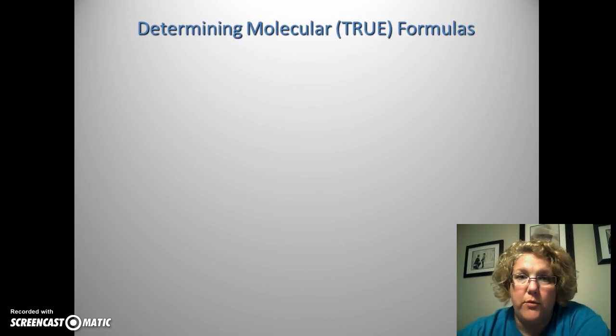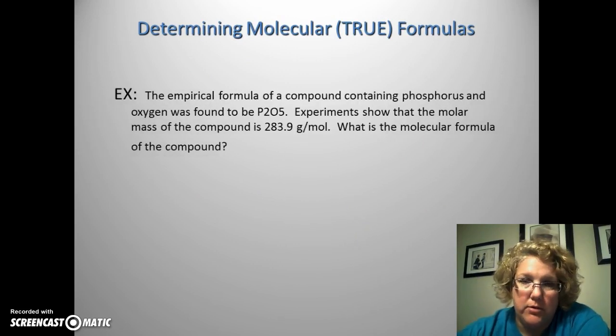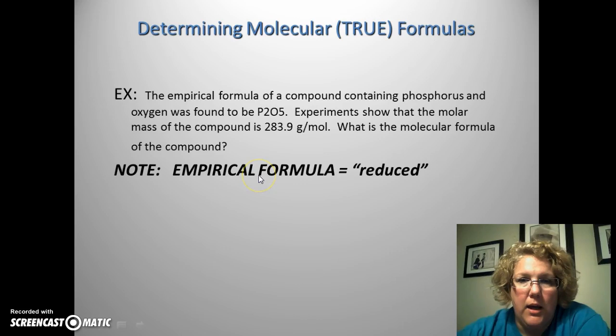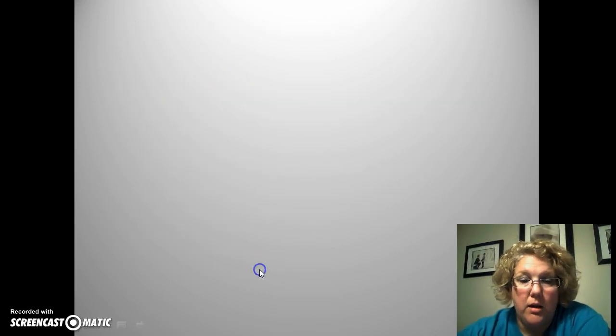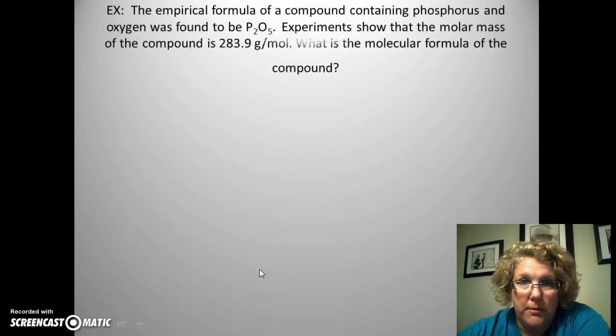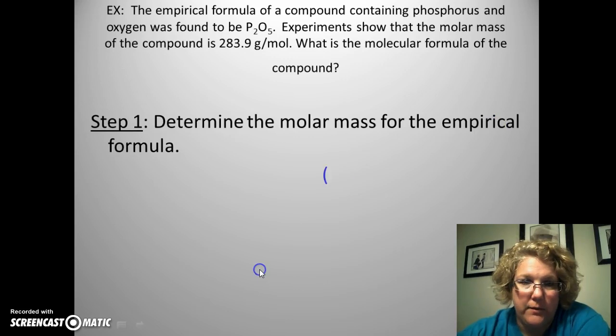Now, how do you get the true formula from the empirical? Well, that's just one step, okay? The mass of the true molecular formula will be given to you in the problem. And once you figure out the empirical formula, here in this question it's given to us, it's P2O5. So what you have to do is use your reduced empirical formula to figure out the mass. So we figure out the mass of the P2O5 of the empirical.